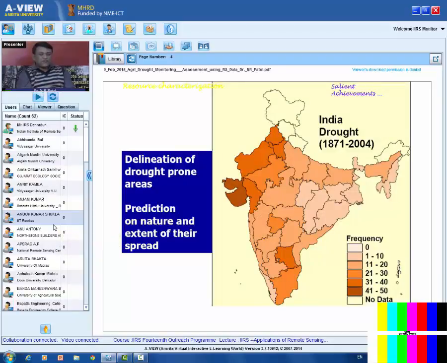So in India, the drought prone areas are mostly confined to northwest India and some part of the Western Ghat area, that is Karnataka. So mainly Gujarat, Rajasthan, the Bundelkhand region and part of Karnataka state. They are more or less reeling under drought several times.